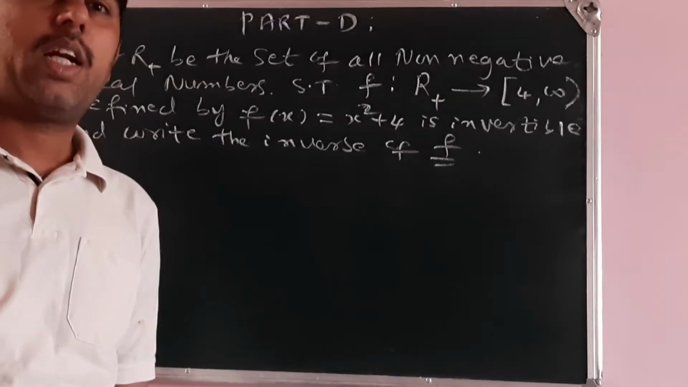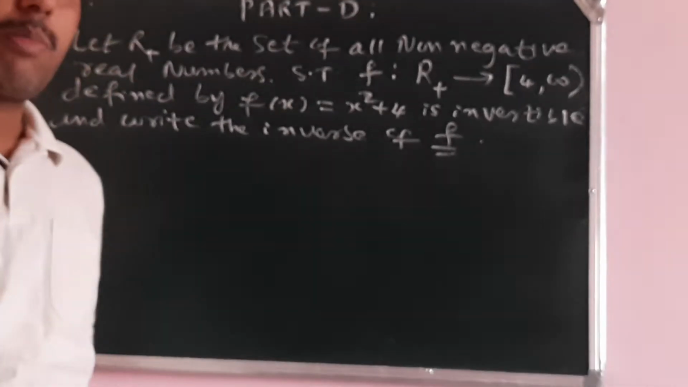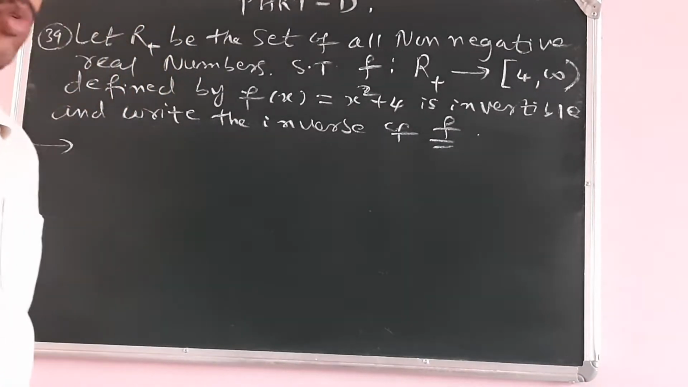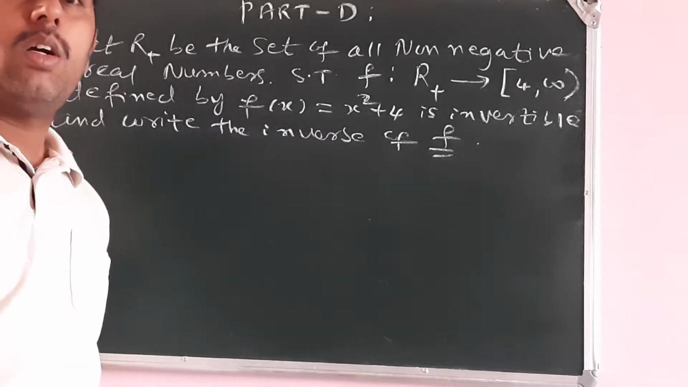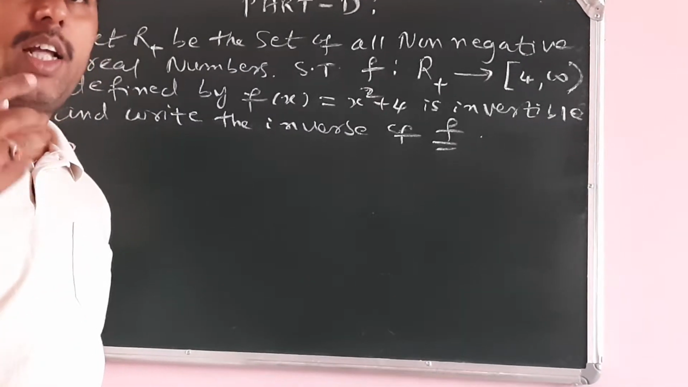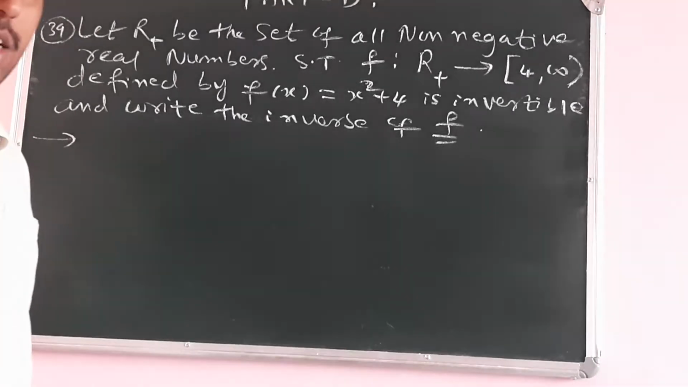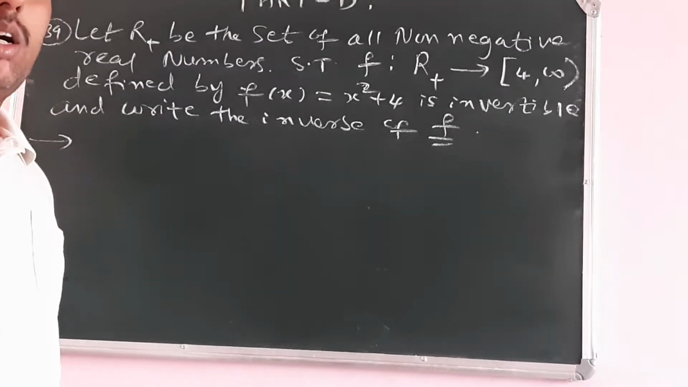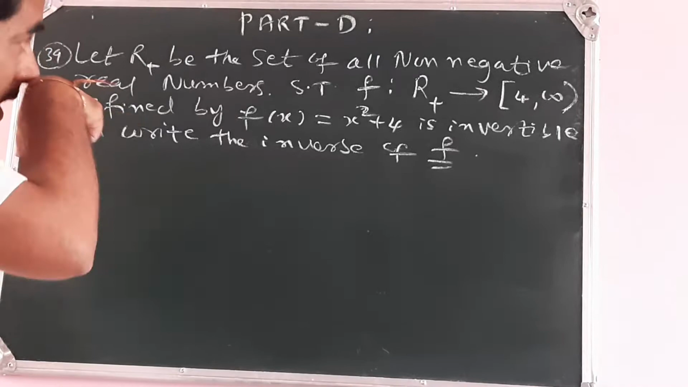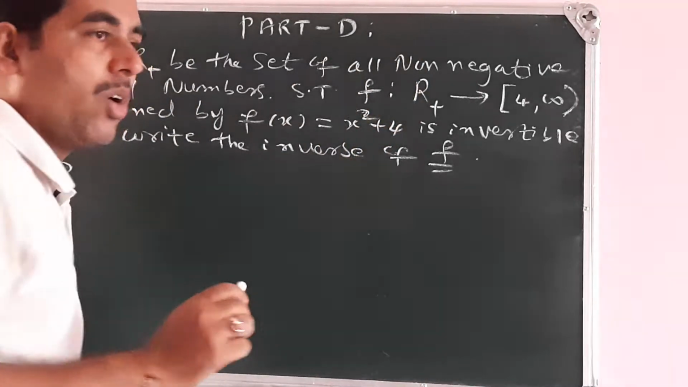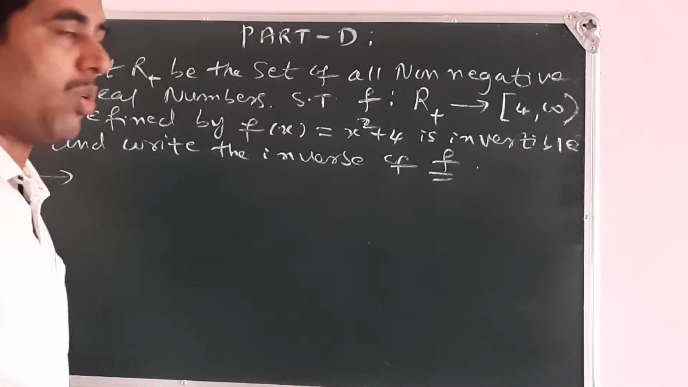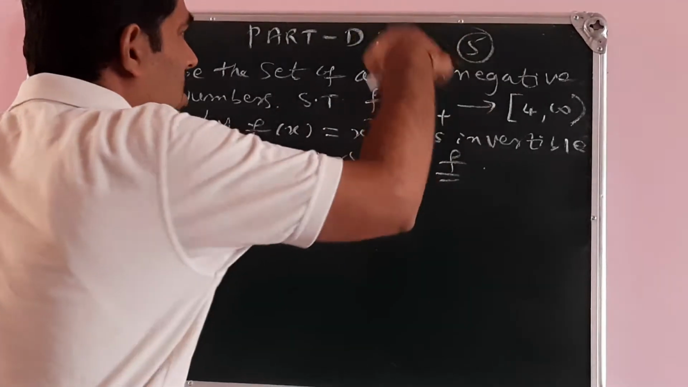Okay, let us continue our class and continue to solve the supplementary examination paper of September 2020. In the last class, we solved some of the questions of part A, part B, and part C, carrying 1, 2, and 3 marks. In this class, I am going to solve some of the questions of part D. We know in part D, you have to answer any 6 questions carrying 5 marks. So, these are all 5 marks questions.